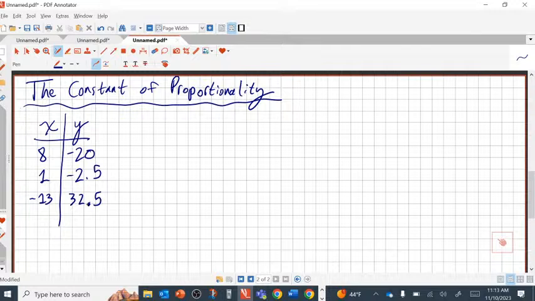What is the constant of proportionality? What is the constant of proportionality to Liam? It is negative 2.5. Because 8 times negative 2.5 is negative 20. 1 times negative 2.5 is negative 2.5. And negative 13 times negative 2.5 is positive 32.5. Are you guys okay with that? Yeah. Okay.